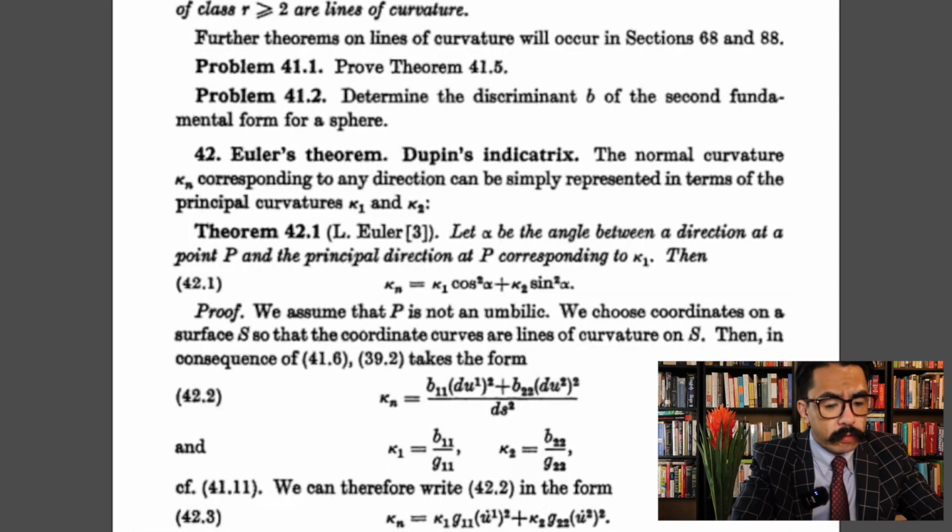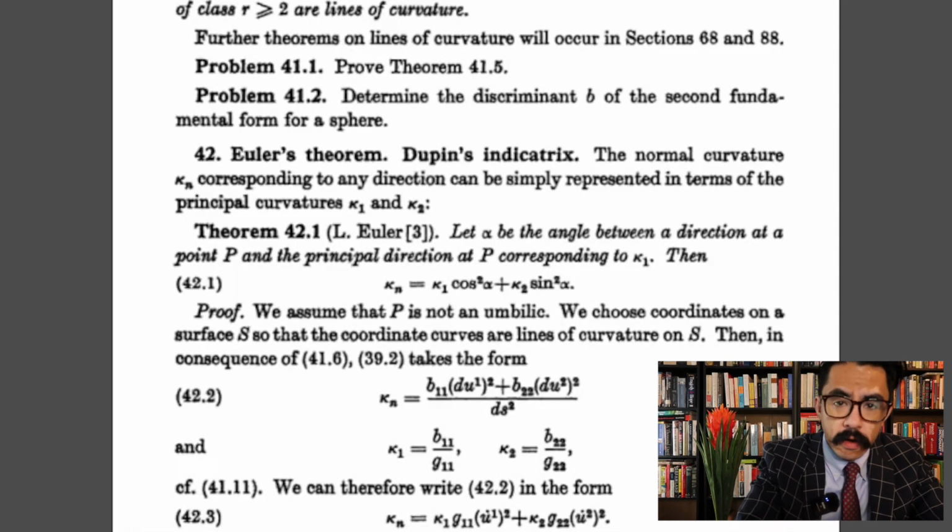We now come to section 42, Euler's theorem and Dupin's indicatrix. The normal curvature, kappa sub n, corresponding to any direction can be simply represented in terms of the principal curvatures kappa 1 and kappa 2. Euler's theorem, theorem 42.1. Let alpha be the angle between a direction at a point capital P and the principal direction at capital P corresponding to kappa 1. Then kappa n equals kappa 1 times cosine squared of alpha plus kappa 2 times sine squared alpha. The proof is as follows.